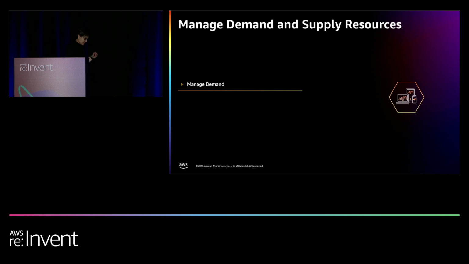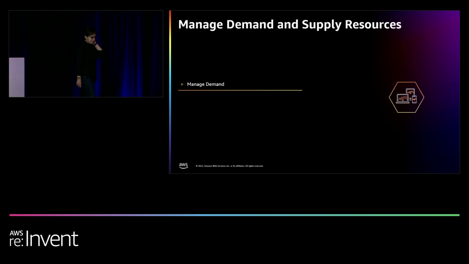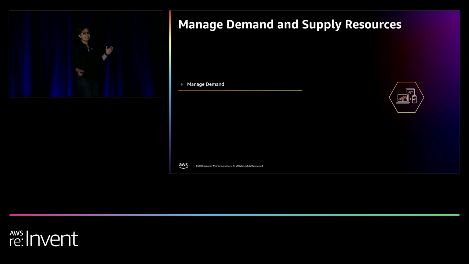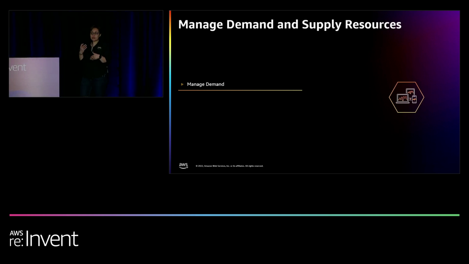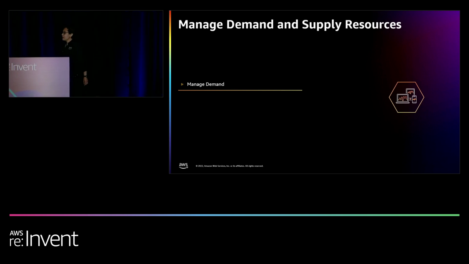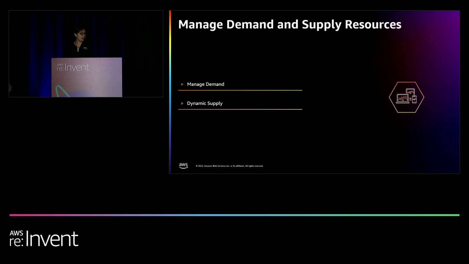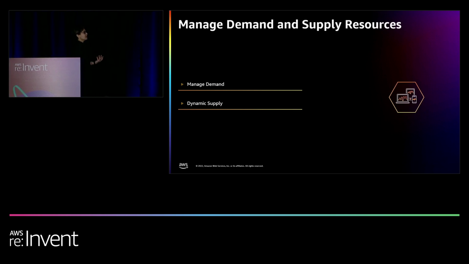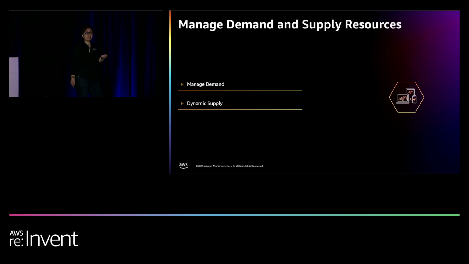Another thing is buffering. And buffering is practically stacking up the requests in a queue. So it gives your application time to process these requests at its own speed. And you can use SNS or Kinesis to be able to use queuing or buffering. Another thing is dynamic supply. So how are you going to manage dynamic supply? The key thing here is you're going to leverage the elasticity of AWS.